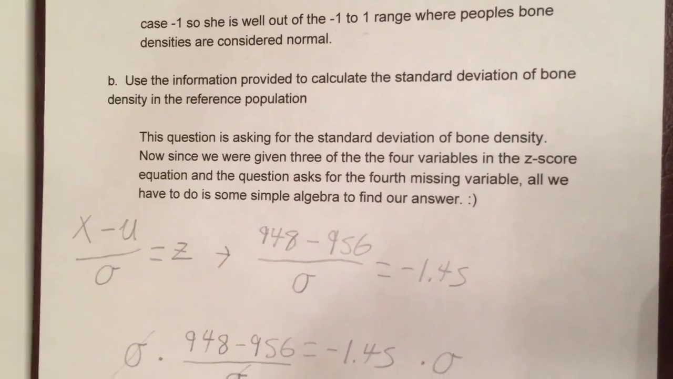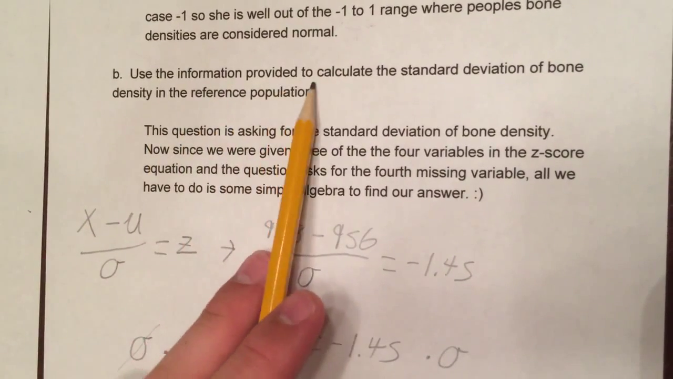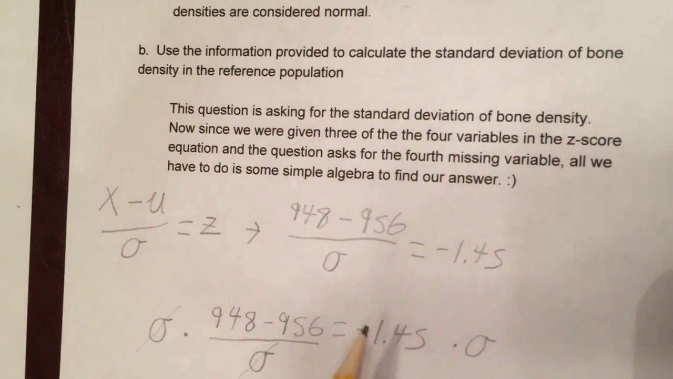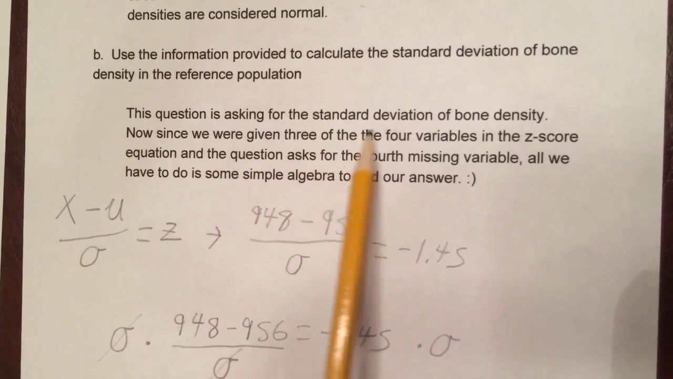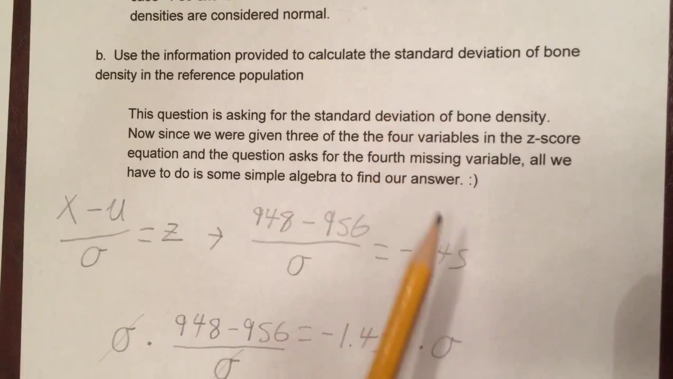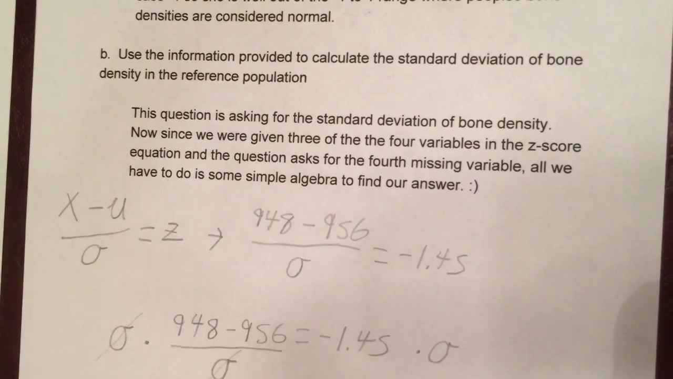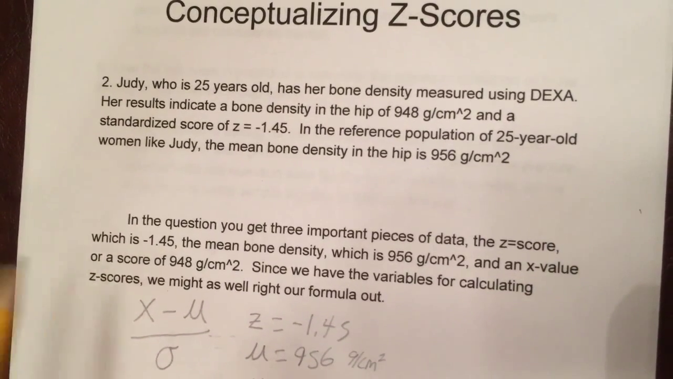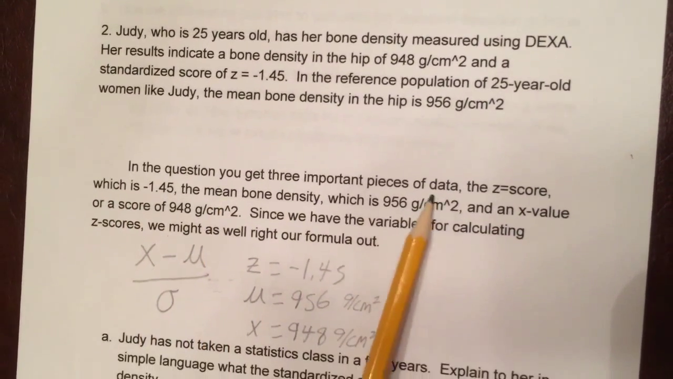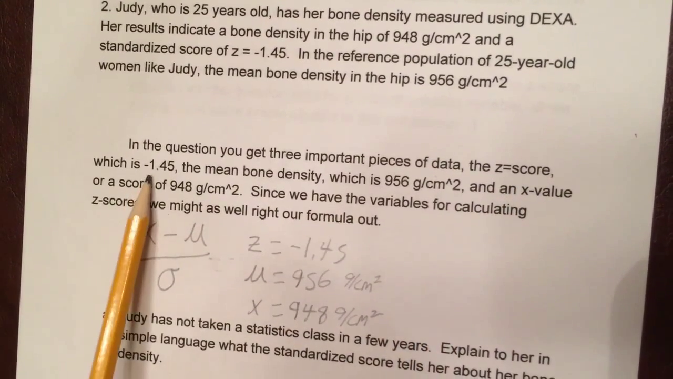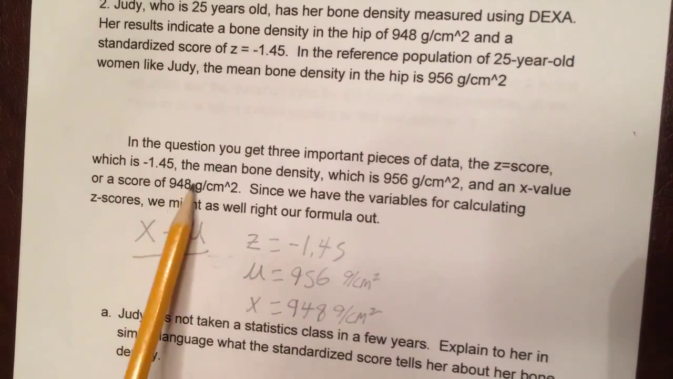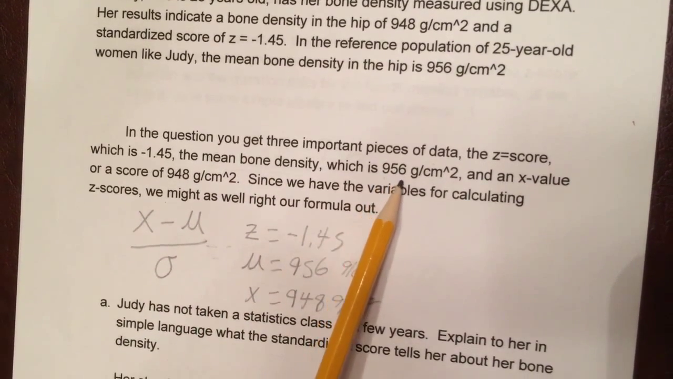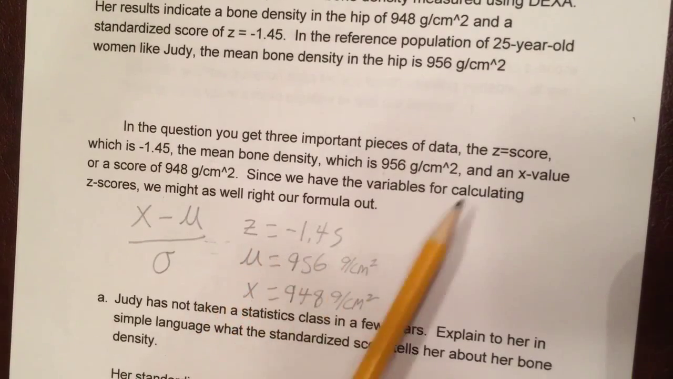Now, moving on to part B. Use the information provided to calculate the standard deviation of bone density in the reference population. So, the question is asking for the standard deviation of the bone density. Let's go back to the original problem and see what we are given. The important pieces of data are the z-score, which is negative 1.45, and the mean bone density, which is 956 grams per centimeter cubed.